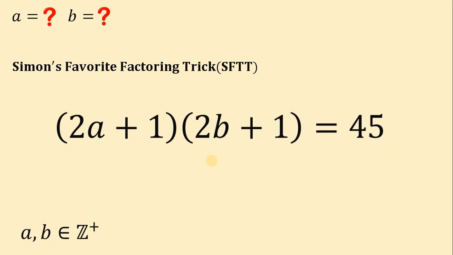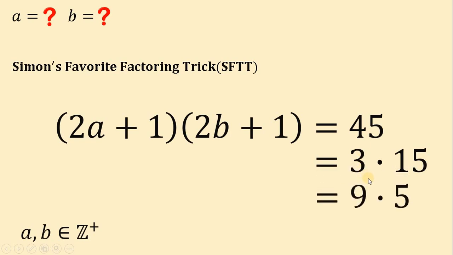Now at this point, to solve for the value of A and B, we're going to think of some factors of 45. Now, 45 can be written as 3 times 15, and also 45 can be factored as 9 times 5. The question is, why don't we use 1 times 45? The reason is, if one factor is 1, then one of these factors must be equal to 1. Let's say, for example, 2B plus 1 equals 1, then B must be equal to 0, and we don't want B to be 0 because A and B must be positive integers. Therefore, 1 times 45 is not part of our case here.